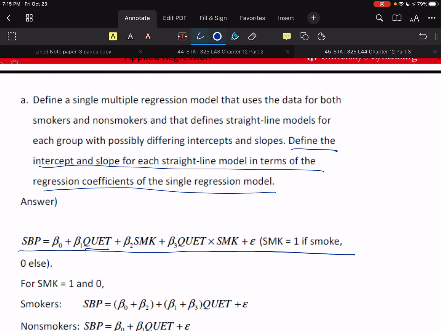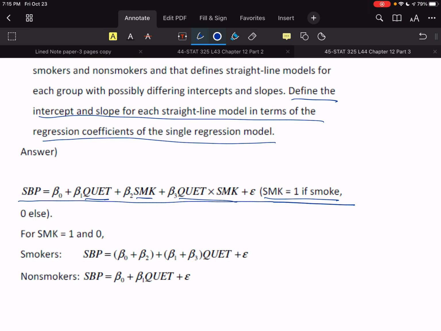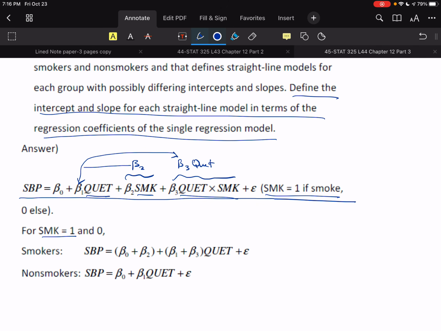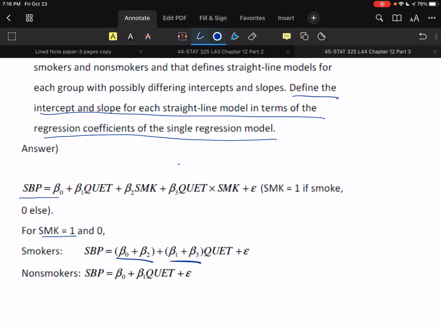So we have QIT, smoke, and QIT times smoke, the interaction, where smoke equals 1 is a smoker and 0 is not. If it's smokers, then smoke is 1, and so this term becomes beta 2 times 1, or beta 2, and this becomes beta 3 times QIT. So beta 1 and beta 3 can be combined, and beta 1 plus beta 3 will be the slope. And then we could combine beta 2 and beta naught into the intercept. So that's what we see here. If there are non-smokers, then both of these terms with smoke in them go away, and we just end up with beta naught and beta 1.